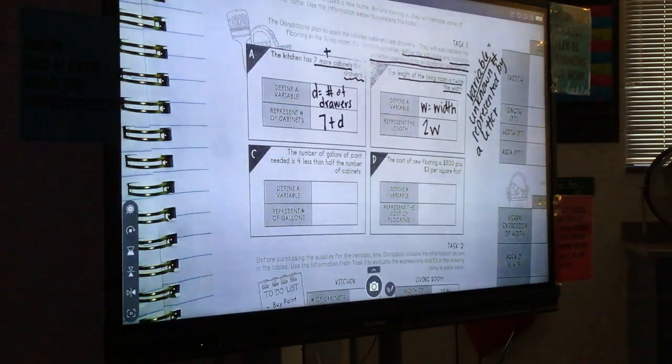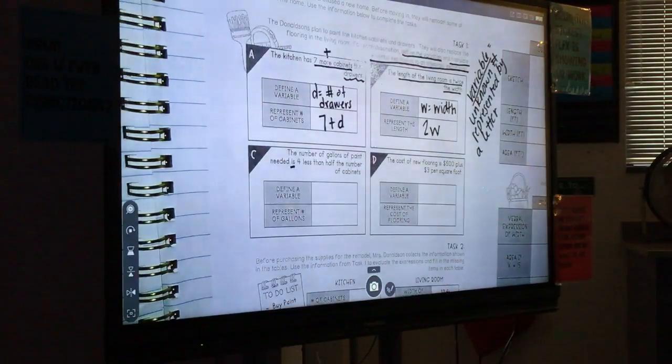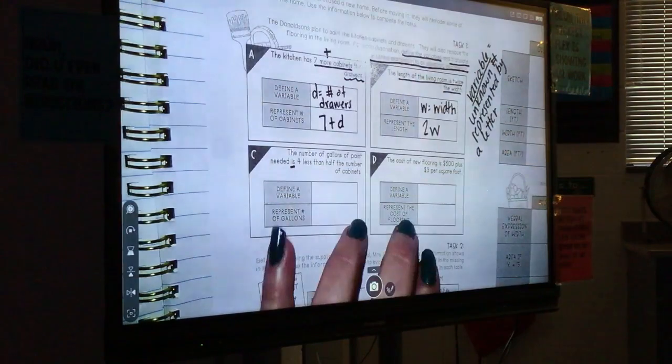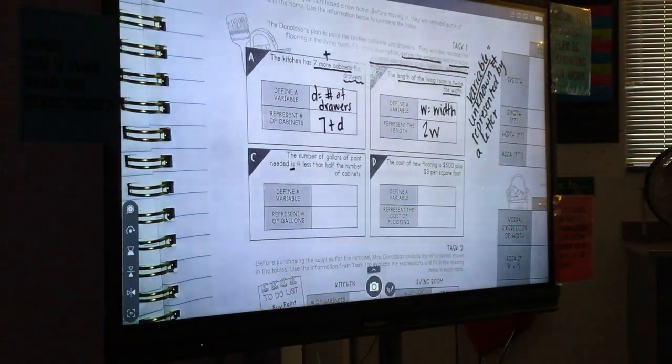All right, C, it says the number of gallons of paint needed is 4 less than half the number of cabinets. Okay, so you should kind of see a pattern now. Are you starting to see the word is? So it's telling us what our expression is going to be. And then we have to figure out again, which one is our variable? So do we know the gallons or do we know the cabinets? Y'all, this is not rocket science. Someone raise your hand and read me what C says again.